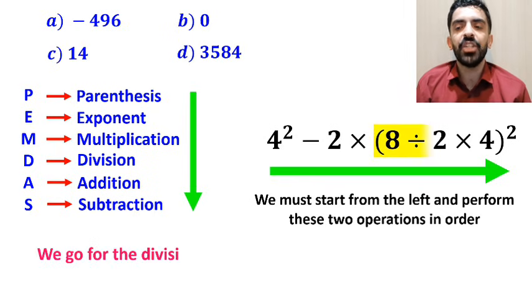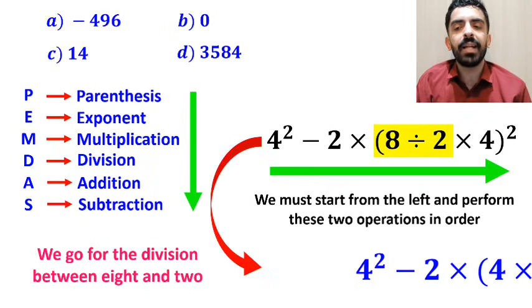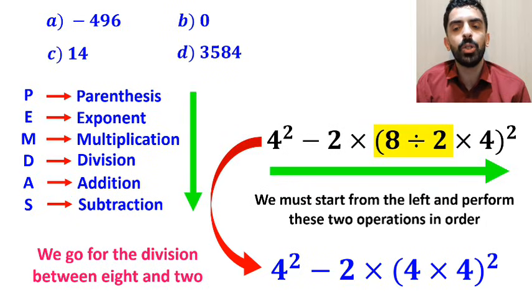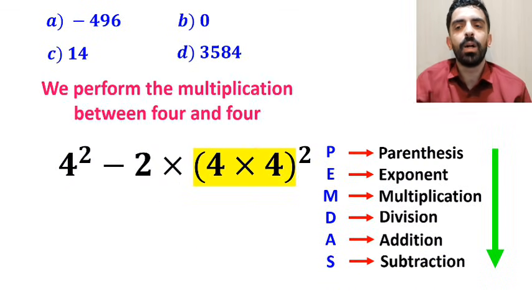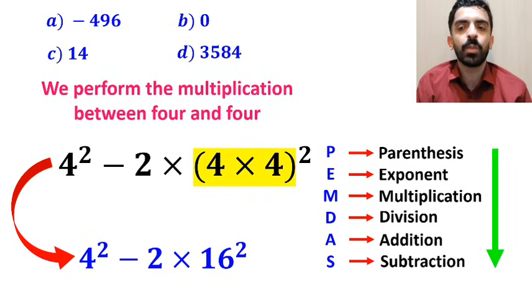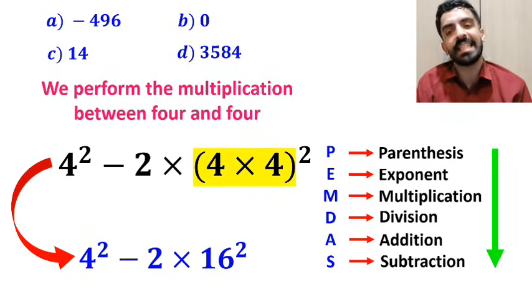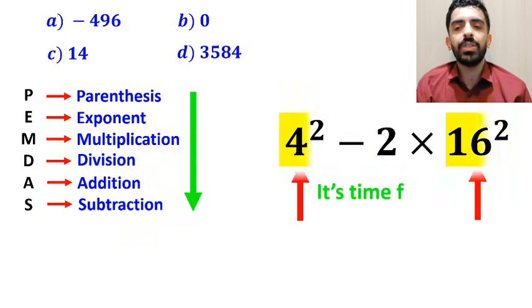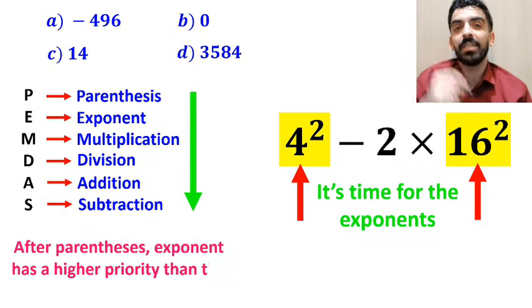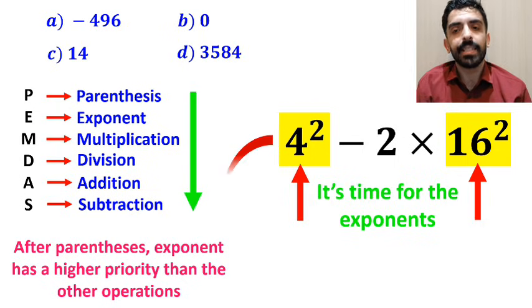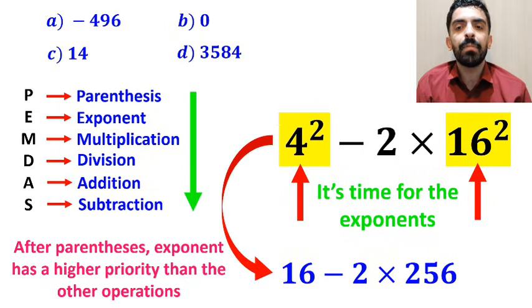So, first we go for the division between 8 and 2 and write this expression as 4 squared minus 2 multiplied by (4 times 4) inside the parentheses and all squared. In the next step, we perform the multiplication between 4 and 4 and this expression simplifies to 4 squared minus 2 multiplied by 16 squared. Now, it's time for the exponents because after parentheses, exponent has a higher priority than the other operations. So, we rewrite this expression as 16 minus 2 multiplied by 256.